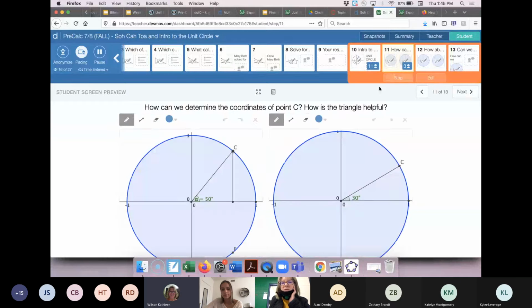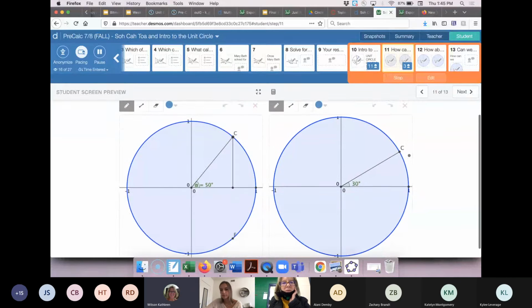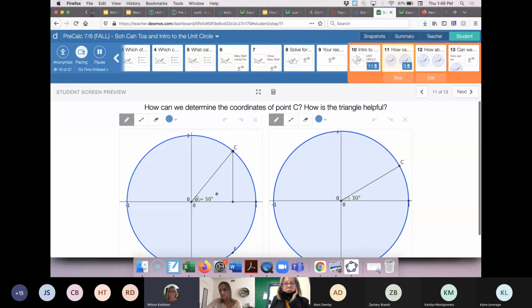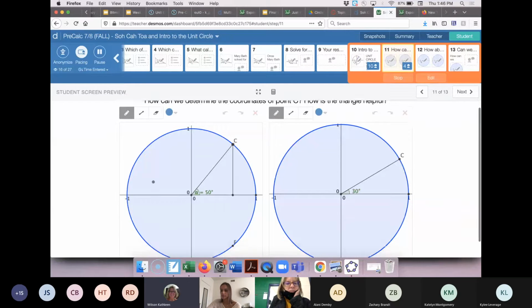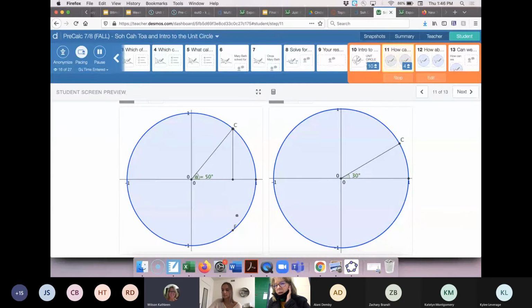I'm going to move us on to screen 11, and you can just stay with me if you want. This is a nice little logical connection to what we have been learning. Let's look at this. These graphs, which Miss Wanche made in GeoGebra, by the way.